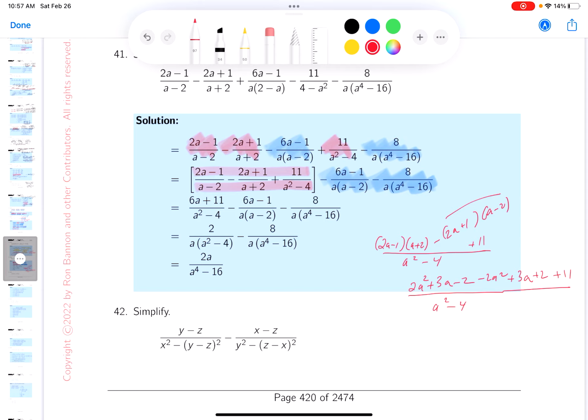All right? What do I notice here? Gone. Gone. 3a and 3a is 6a. 6a plus 11. Let me outline that for you. I'm seeing the 6a plus 11 over the a squared minus 4. And then all I do is I wrote the other two terms down right over here. Let's write them down. I'm going to get my eraser out. We're moving forward in the key. And again, this is for those students that need to go line by line in the key.